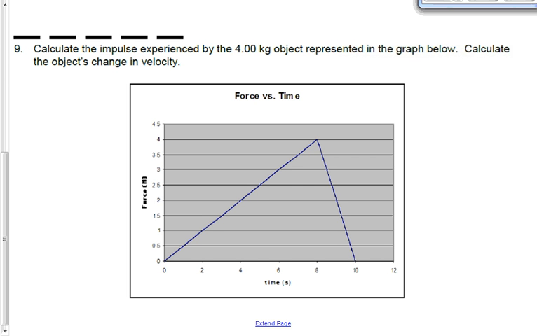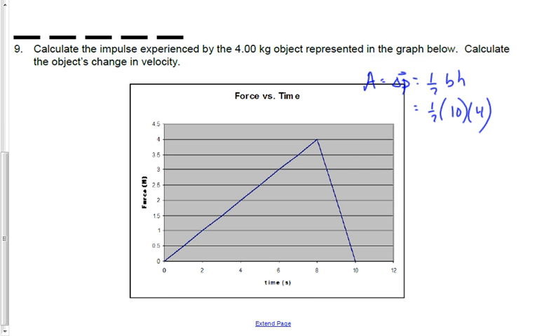Just like the questions we just did, except we don't actually have to plot the graph. The impulse experienced by a 4-kilogram object is represented in the graph below. What's the object's change in velocity? Devin, what are the 3 words you think of when you see that graph? Good, area equals impulse. I don't care what you're asked, let's get area equals impulse. And the area of this, because it's a triangle, is going to be 1/2 base times height.